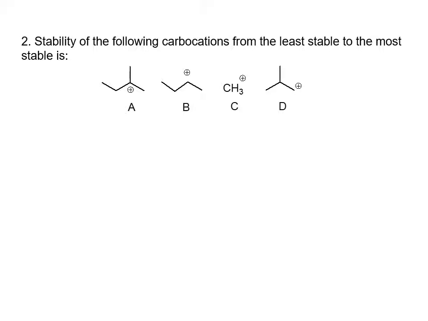Yeah, D is primary. And then next in the order of stability, in the order of increasing stability, is secondary. We have A and B left. Is any of them secondary? B is secondary. And the most stable is tertiary, that's A. So that's the order of stability, C, D, B, A.